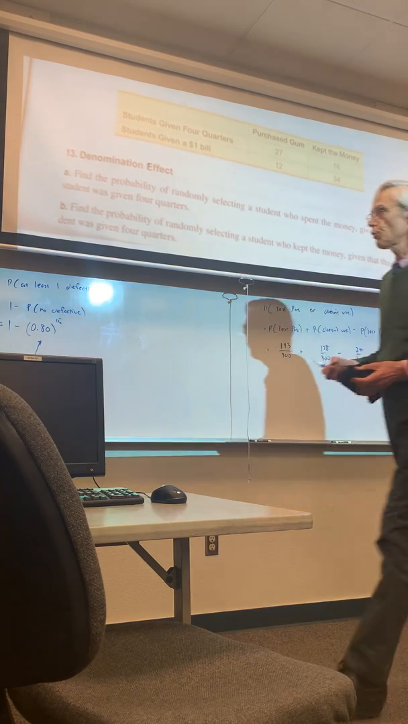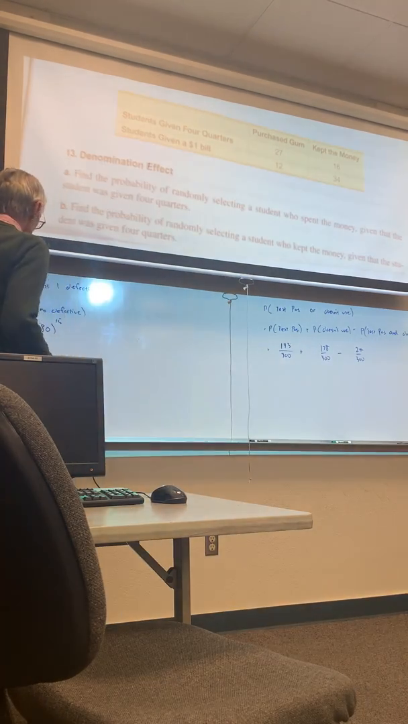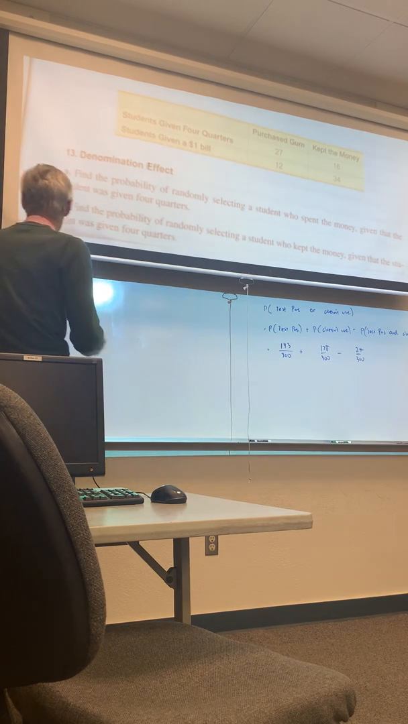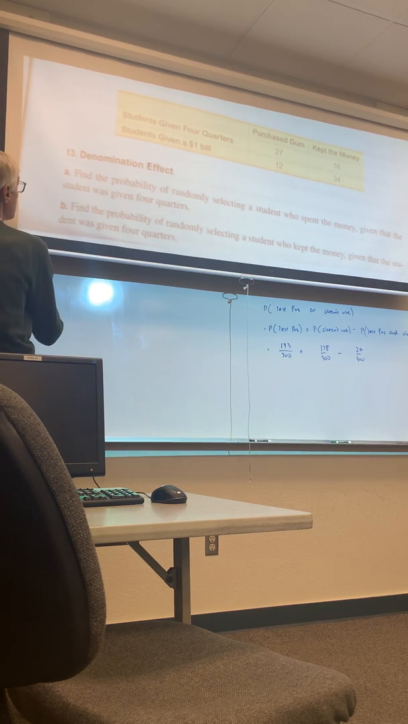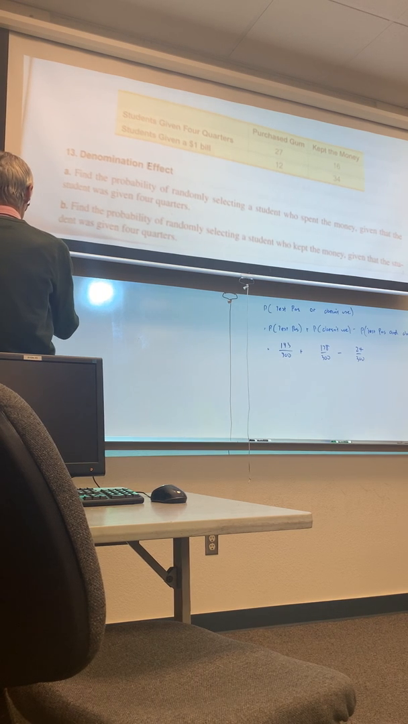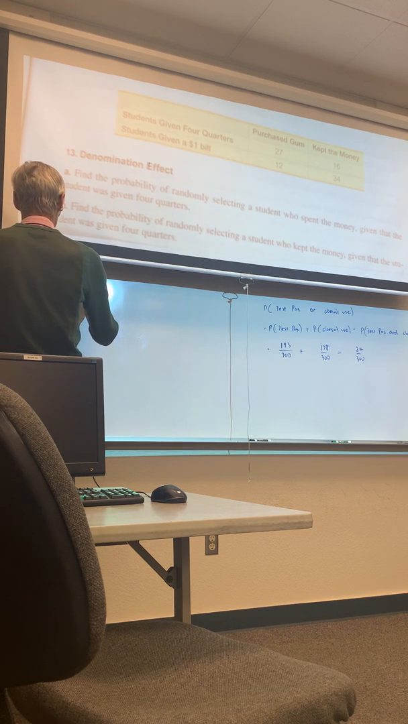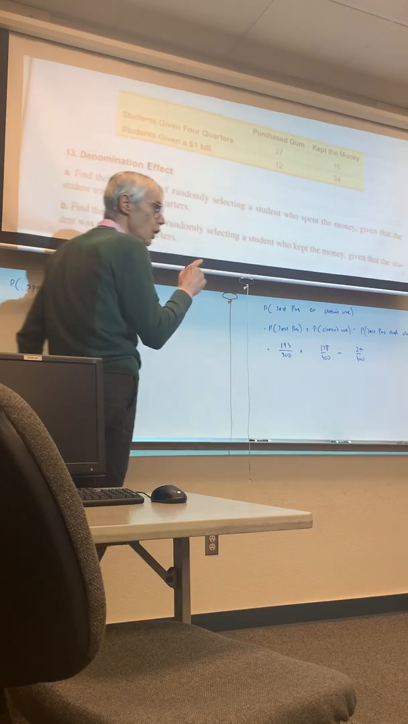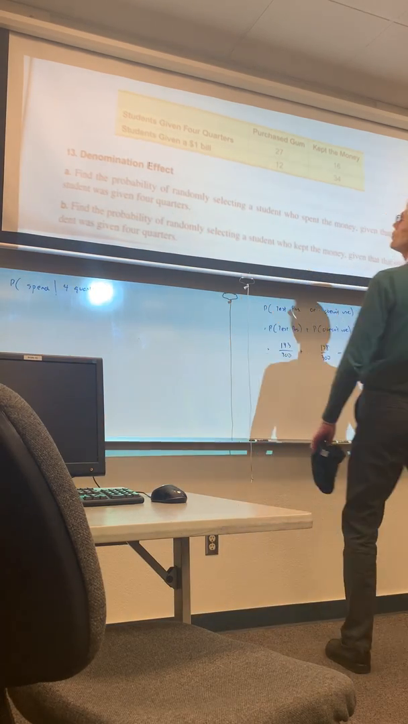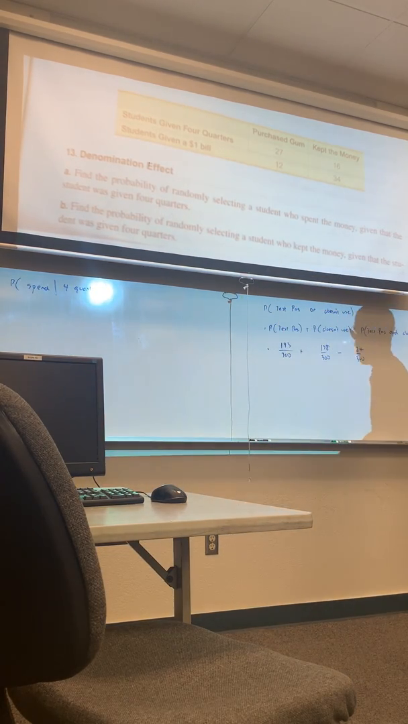Okay, so when you see the words "given that," it's conditional probability. So we want to find the probability of spend given 4 quarters. We know that this student got 4 quarters. That's given. The only question is spend or not.